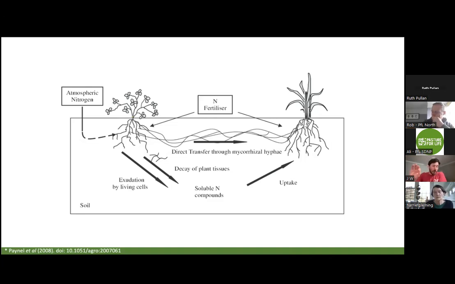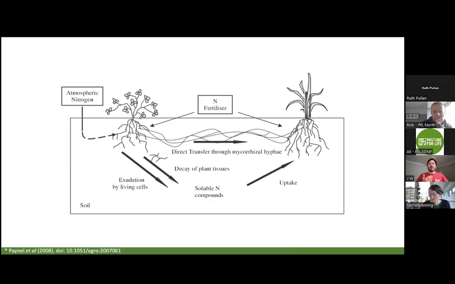So that's one pathway, but on top of that, we also have direct transfer through mycorrhizal fungi. And that's only if the two plants are both mycorrhizal associative, then through what's called the common mycorrhizal network, legumes will share nitrogen through the mycorrhizal bridge and deliver that nitrogen to the non-legume.